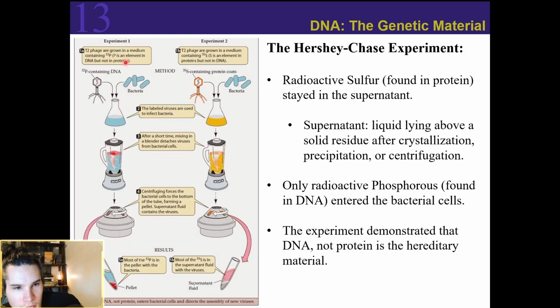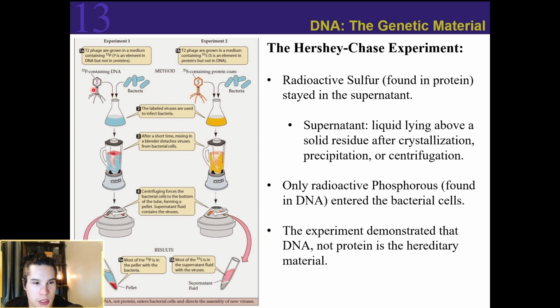All right. And so they actually ran two different experiments. Both of them are going to involve radioactive elements. So let's look at their first experiment. What they're going to do is grow this bacteriophage in a medium containing radioactive phosphorus. Now, a little fun fact is phosphorus is an element that is going to be found in DNA, but not in proteins. Okay? So they grow this virus in this solution, medium, rich in radioactive phosphorus. And so that phosphorus is then integrated into all of the components where phosphorus would be integrated into, namely DNA.